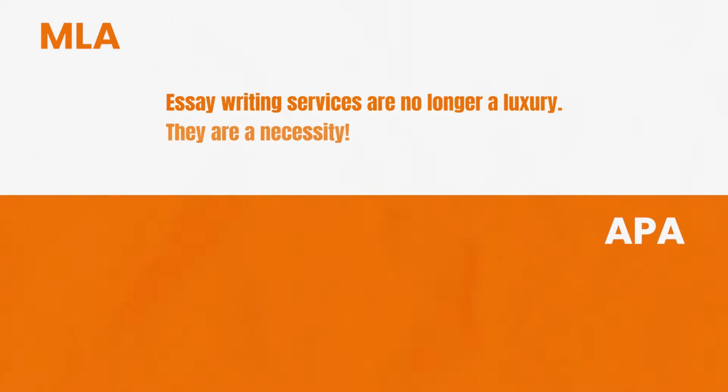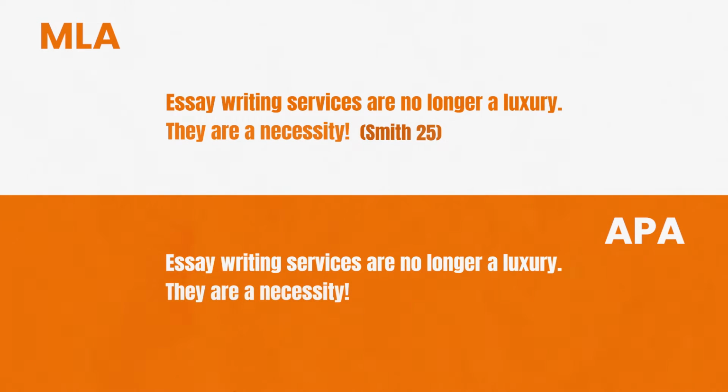And the same goes for in-text citations. When using MLA, you'll only need the author's last name and the page number, while with APA, you'll need the author's name, page number, and publication year. Is the year of publication the only difference between APA and MLA? Yes, it's as simple as that.